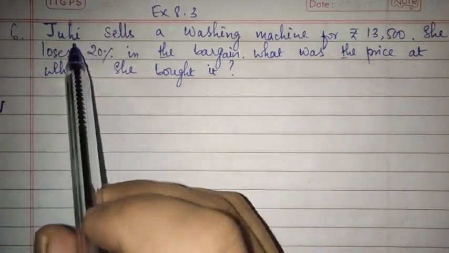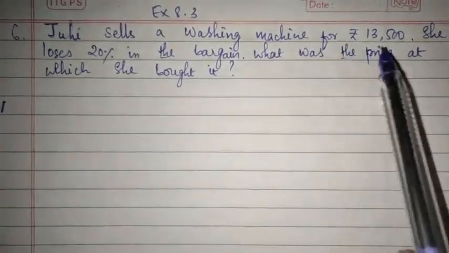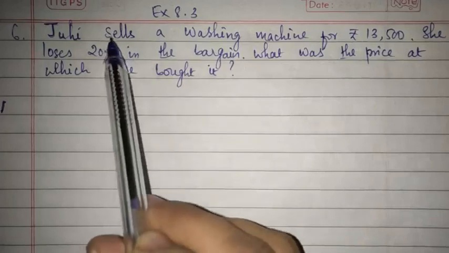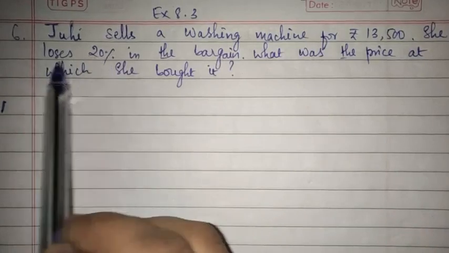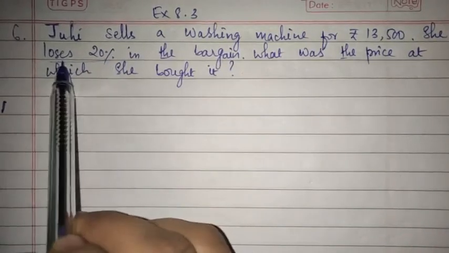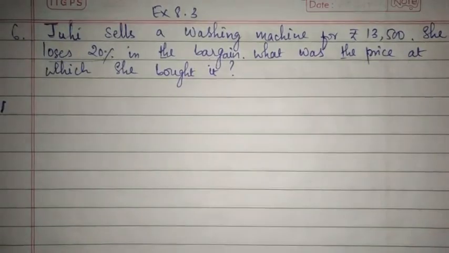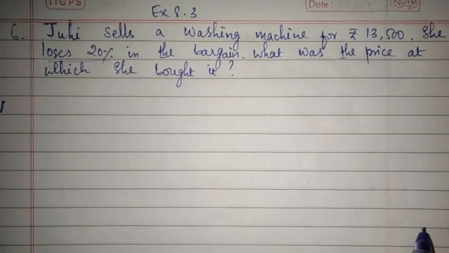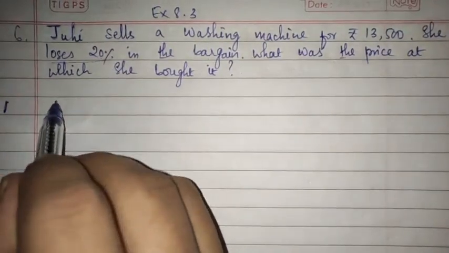Okay, so question number 6 states that Juhi sells a washing machine for rupees 13,500. She is selling the washing machine, that is the SP, selling price. She loses 20% in the bargain. What was the price at which she bought it? So that means you have to find the price at which she bought it.